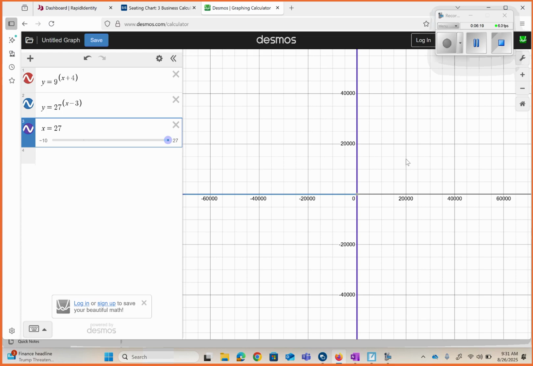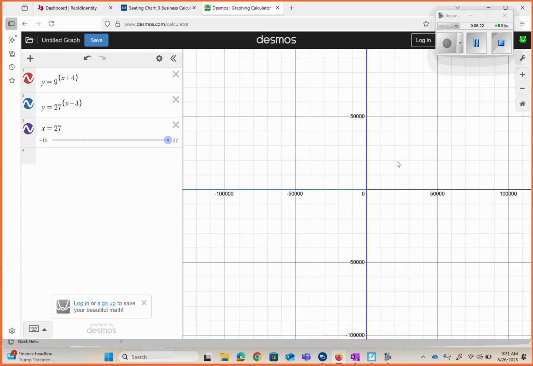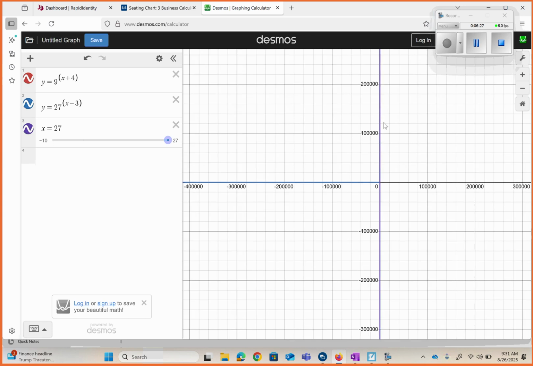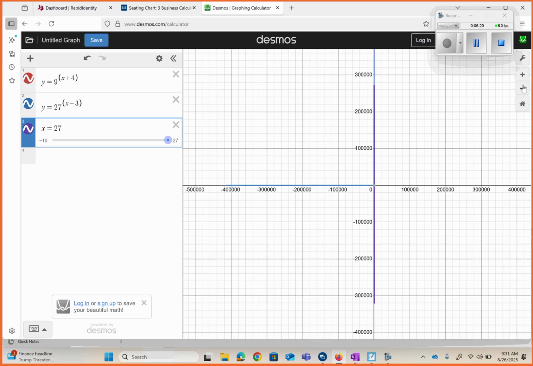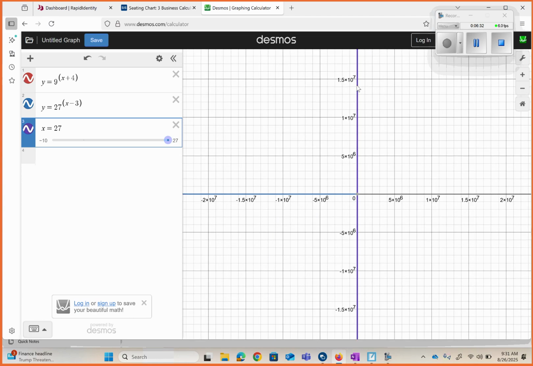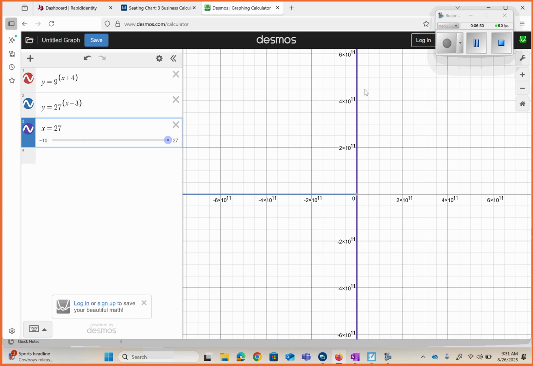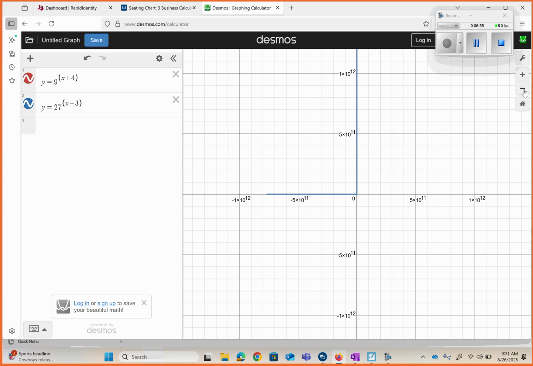And I don't know if it's necessarily worth doing it. This might be one that, if you were in a business world situation, you might be able to. Yeah, you're talking a huge number. Basically, that means if you plug 27 in, you'd get 9 raised to the 31st power, which is 9 times itself. So I don't know if we can expand this out far enough to give us a point where they're going to intersect each other. I can close that and just keep zooming out.